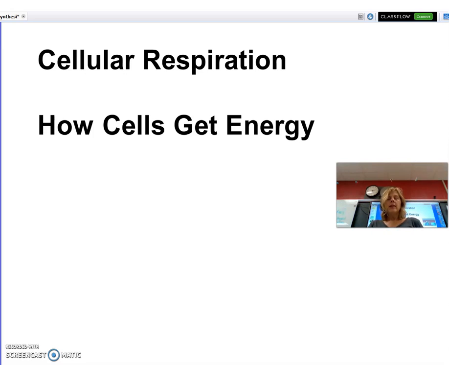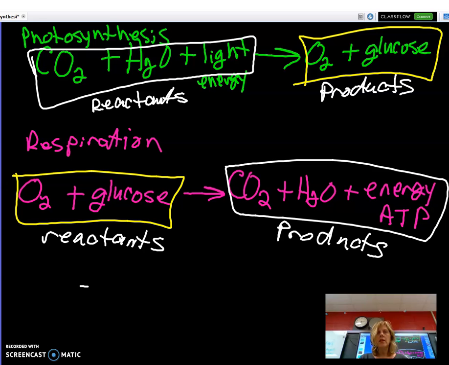Hello, biology students. We finished up with photosynthesis and we're going to dive right into cellular respiration. Remember that we looked at those two equations and we said if we compare photosynthesis to cellular respiration, they're the opposite of each other. When we looked at photosynthesis, the reactants, on the left side of the arrow, are carbon dioxide, water, and light energy, which is sunlight, or we could have artificial light energy as well.